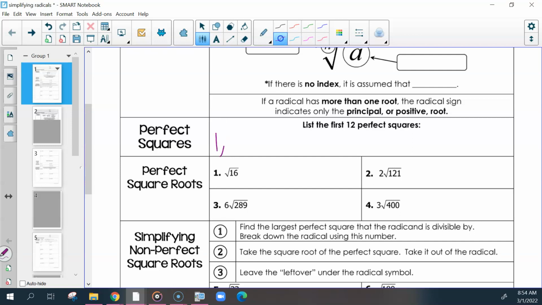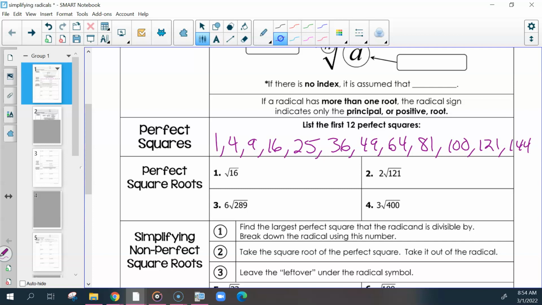The second perfect square, third, fourth, fifth, sixth, seventh, eighth, ninth, 10th, 11, and 12.